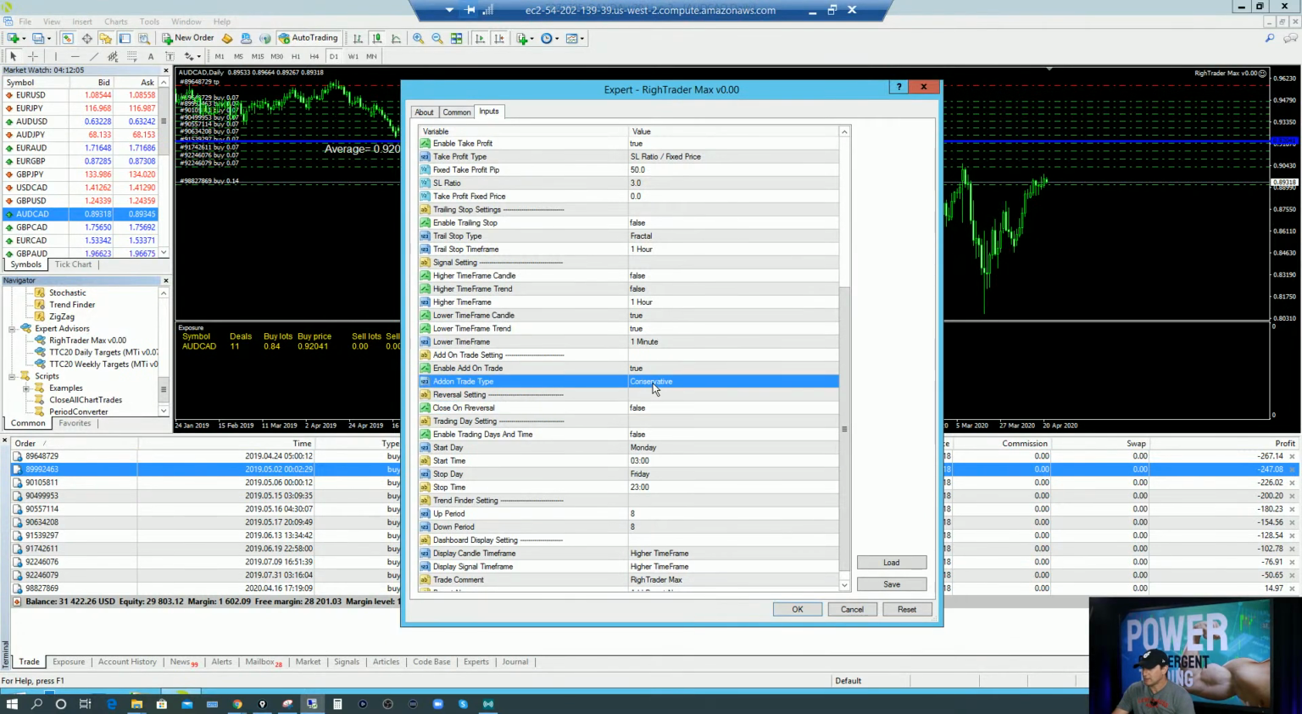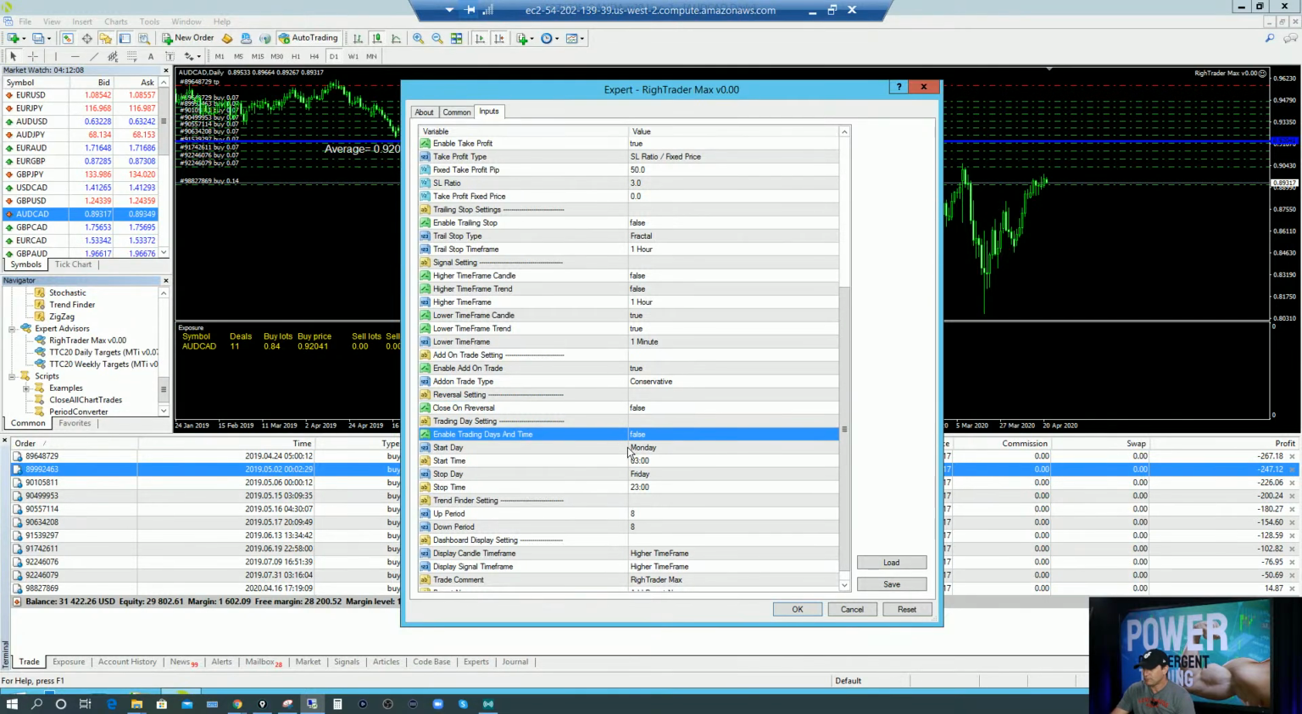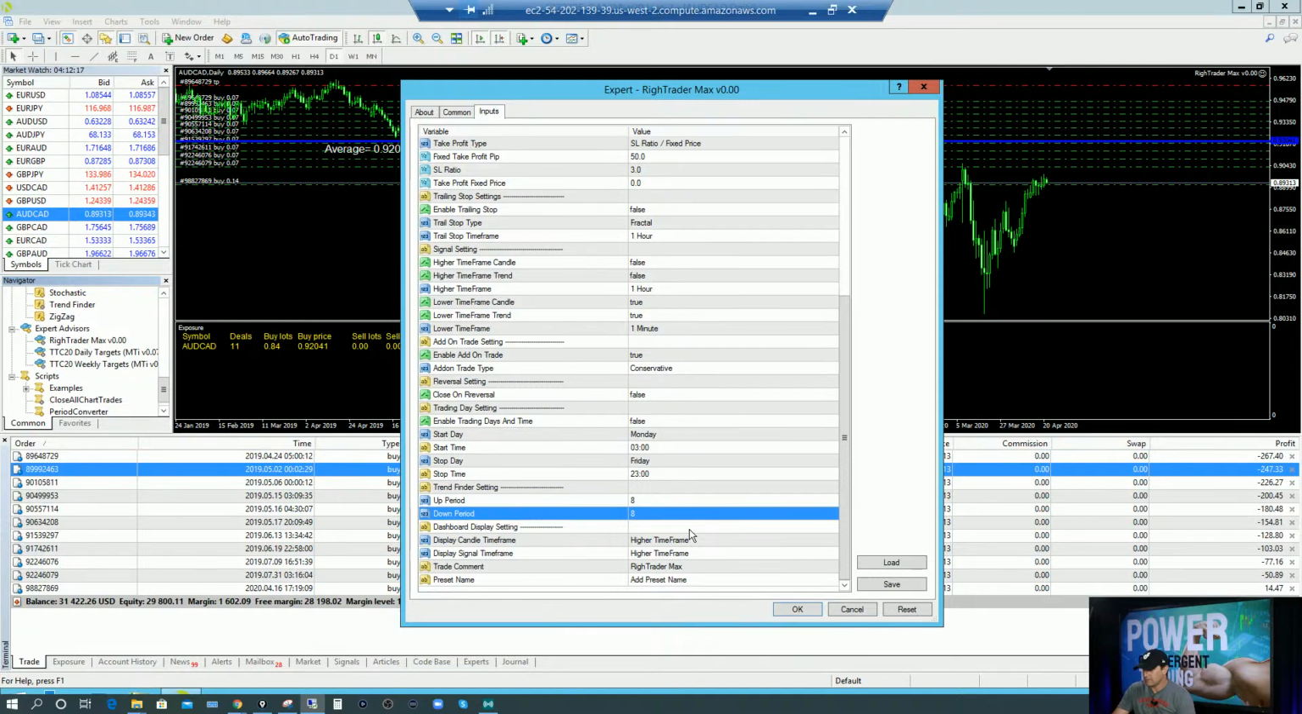I'm going to be conservative on my entry points. I'm not going to watch for reversal, and I don't really care about the timing that I trade. And that should be it. I'm going to put a preset right here, and I'm going to call it M1 scalping. Let's call it M1 divergence. No, that's not M1. Let's just call it scalping. All right, there it is.